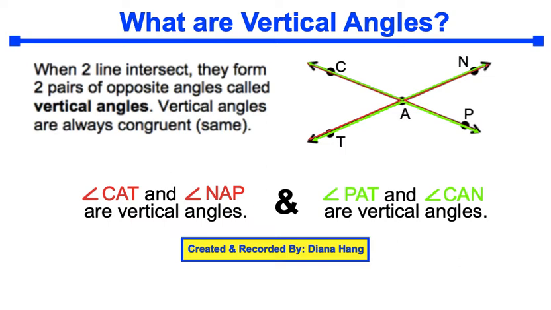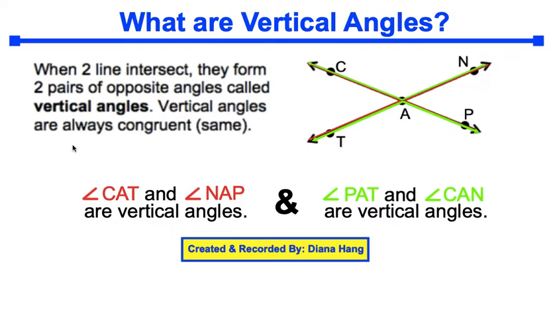This video tutorial will talk about vertical angles. Let's talk about the definition of a vertical angle. When two lines intersect, they form two pairs of opposite angles called vertical angles. Vertical angles are always congruent, and congruent means the same.